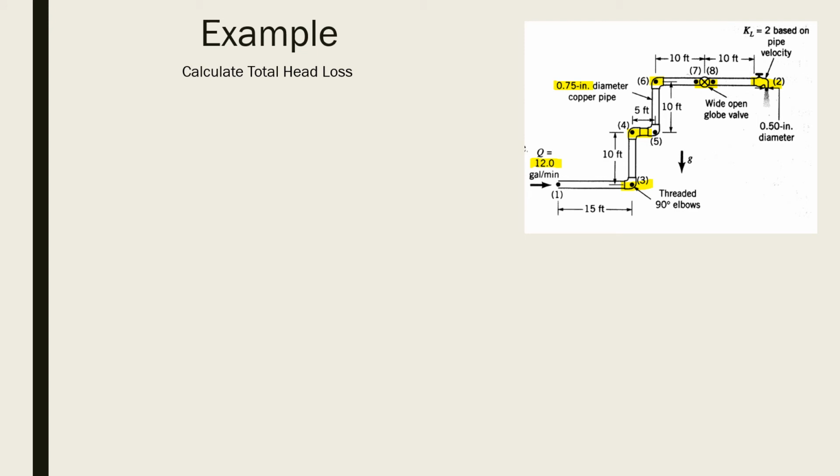Now, before we start calculating the total head loss, we first need to find the velocity. Velocity can be found using the formula Q over A. And before we start calculating, we would need to change the diameter to feet and the flow rate to feet per second. Doing those conversions, we find a velocity of 8.7 feet per second.